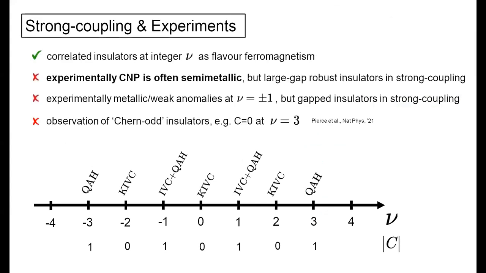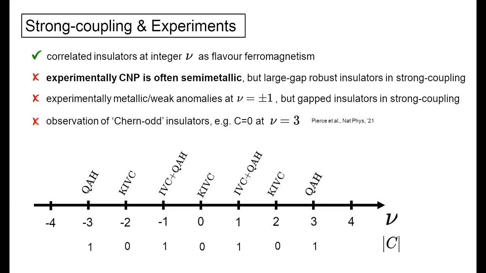All right. So let me give a couple of summaries of the good parts and the things that the strong coupling picture doesn't get. The really nice thing about the strong coupling picture is it gives you a way to understand why integer filling fractions give you correlated insulators. You have this flavor ferromagnetism, you fill up these bands individually, and that's really nice. But there are a couple of things that don't really come out right. Often in the experiment, the charge neutrality case is semi-metallic, but in this strong coupling picture, there's a fairly robust gap.